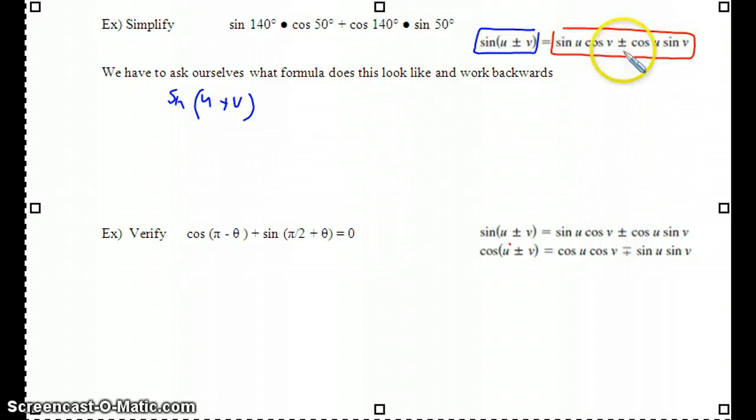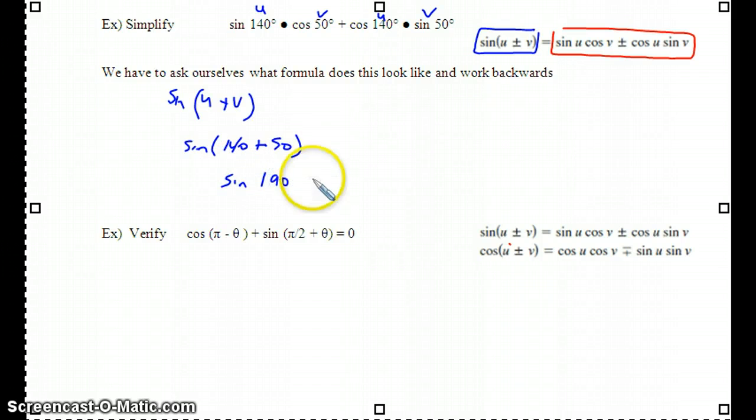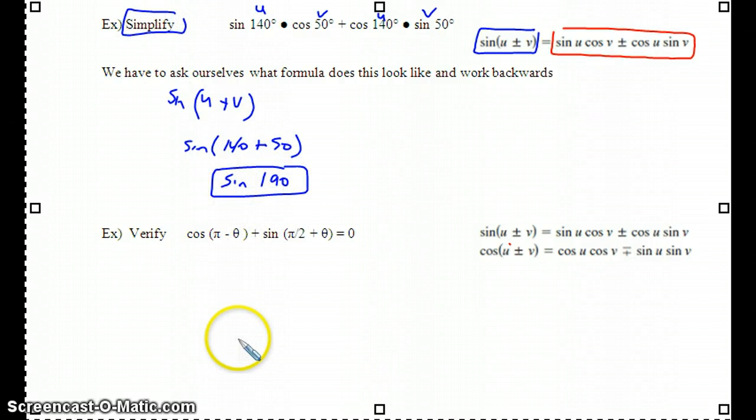So as I look at this portion in red, which is what I'm given, it was u, v and then u, v. So here I have the sine of 140 plus 50. My answer would be the sine of 190. So again, here I'm just working backwards to simplify something down where I can't find exact values of these angles because 140 and 50 are not on the unit circle. So if I'm just simplifying it, not finding the exact value of this answer, because my instructions say simplify, it's just going to be the sine of 190.